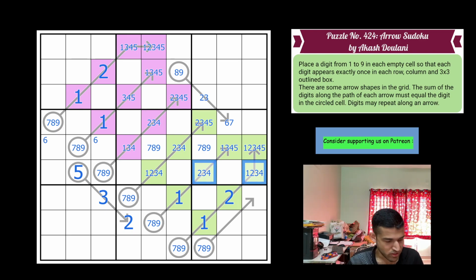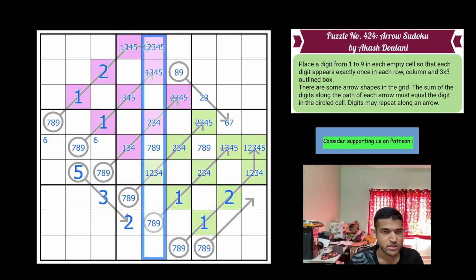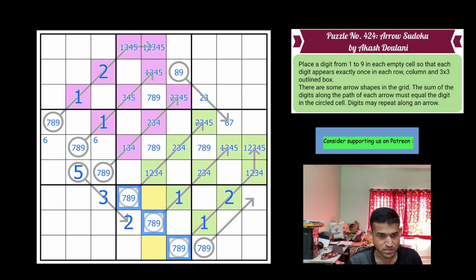Okay. Now let's do basically the same idea along column 5. Where did the 7, 8, 9 go in column 5? You can't have 7, 8, 9 in these two cells, right? Because we already have a triplet here. There is one 7, 8, 9 here. The other has to be here in this cell. Let's remove these colors.